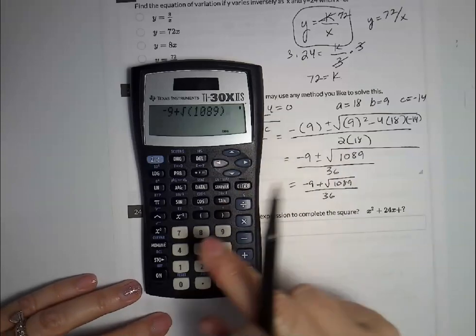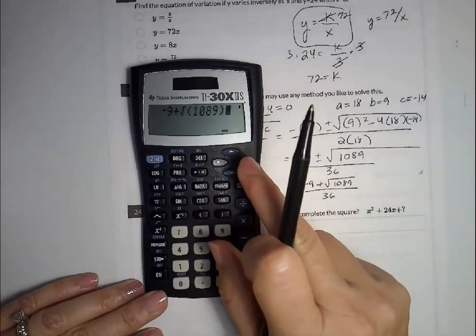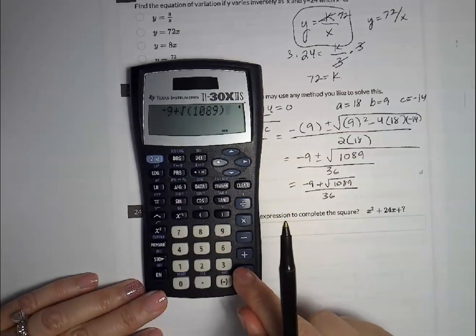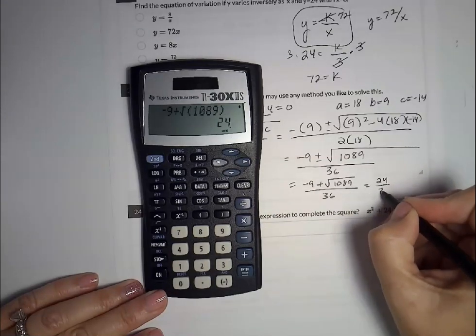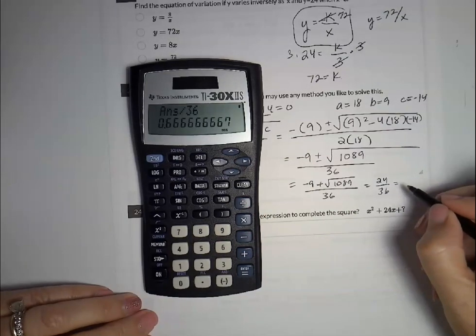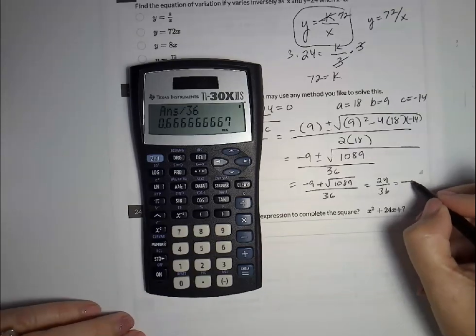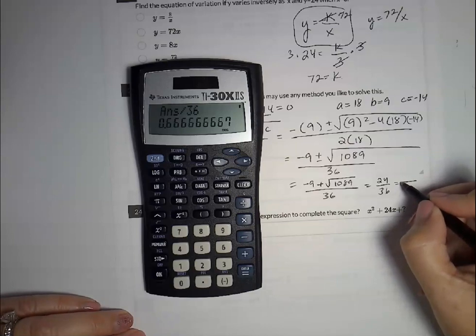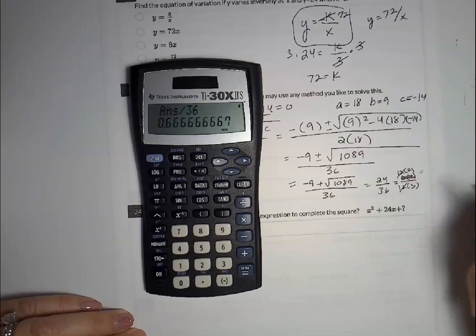Now, if you're going to do it all in one step, you're going to want to make sure you put a parenthesis at the very front and a parenthesis at the end. Okay, instead, I'm just going to say enter. That's 24 on the top. And then I'm going to say divided by 36. So I get 0.666667. Or I could simplify this: 12 times 2 and 12 times 3 would give me 2/3.